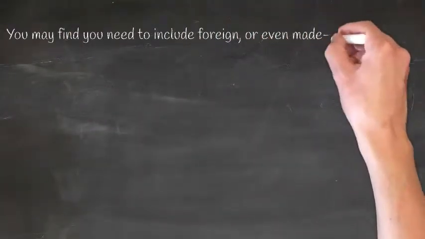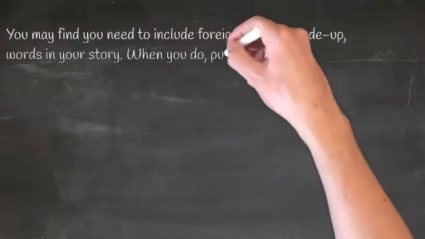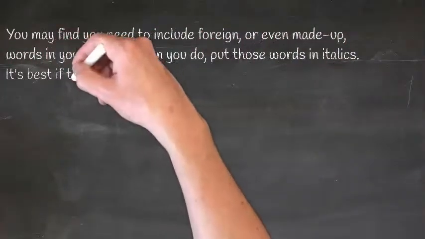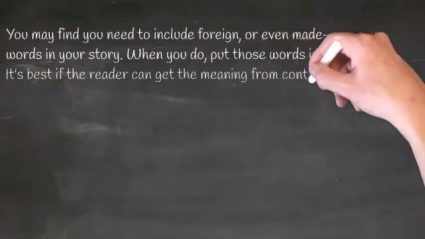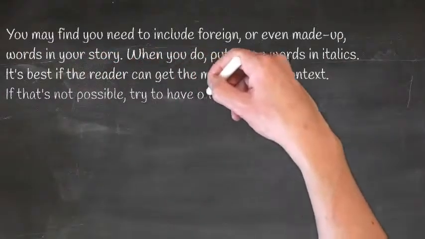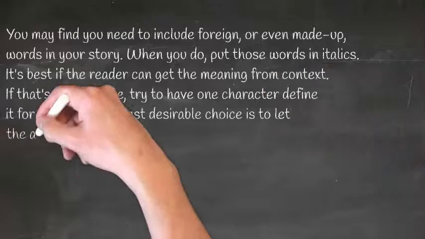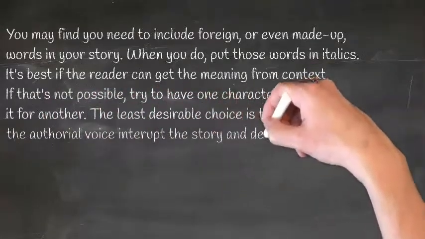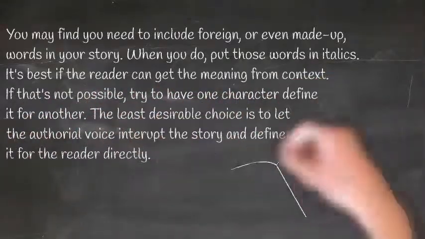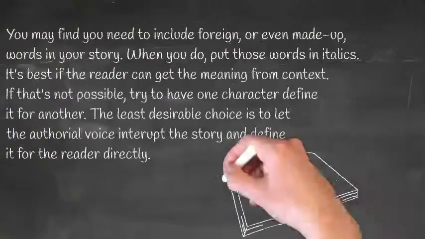You may find you need to include foreign or even made-up words in your story. When you do, put those words in italics. It's best if the reader can get the meaning from context. If that's not possible, try to have one character define it for another. The least desirable choice is to let the authorial voice interrupt the story and define it for the reader directly.